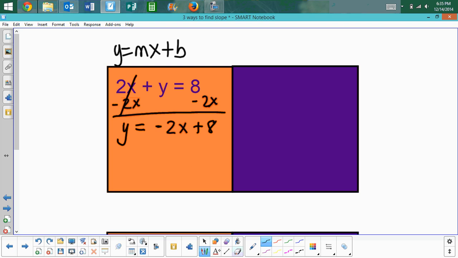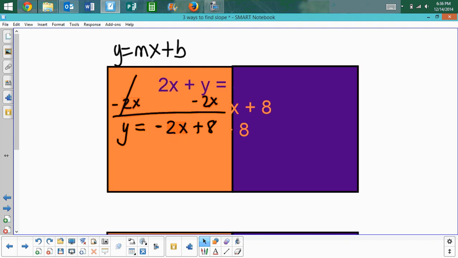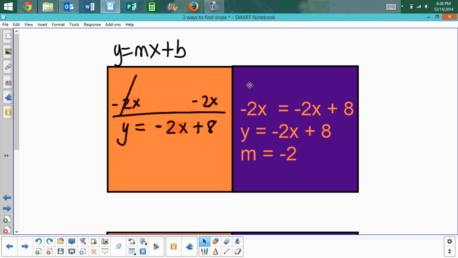And if I slide my equation over, the slope is going to be negative 2. It's that value right next to the x. So when I slide this, it should be negative 2, which it is.